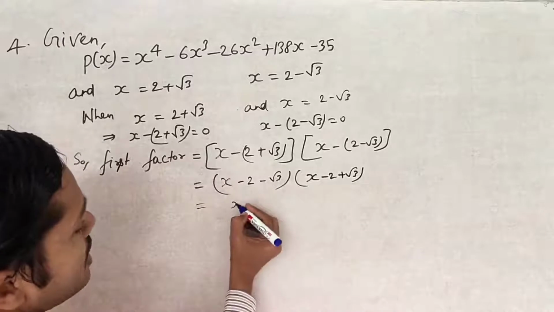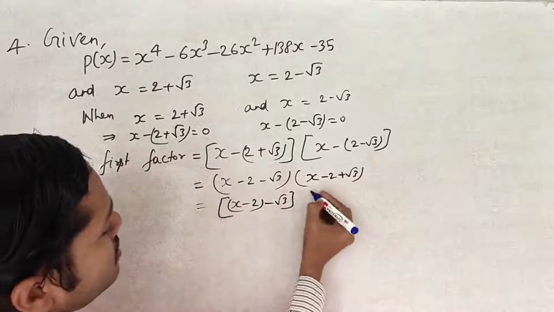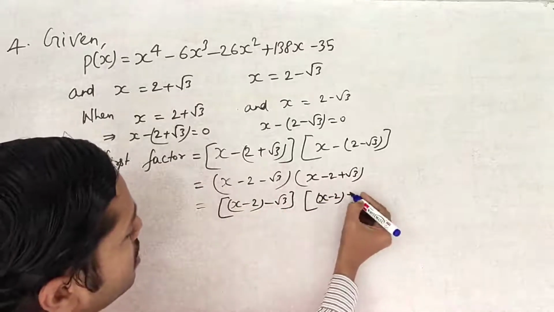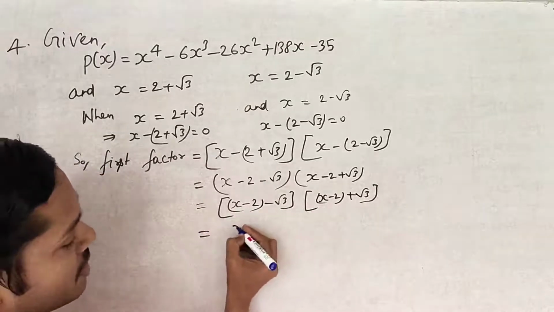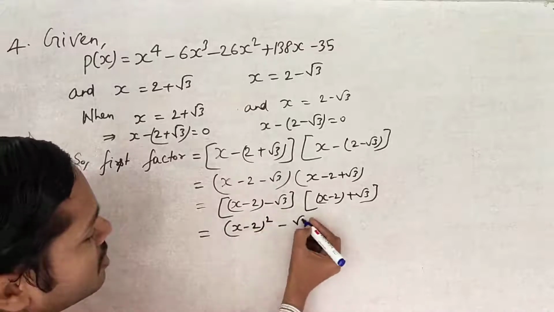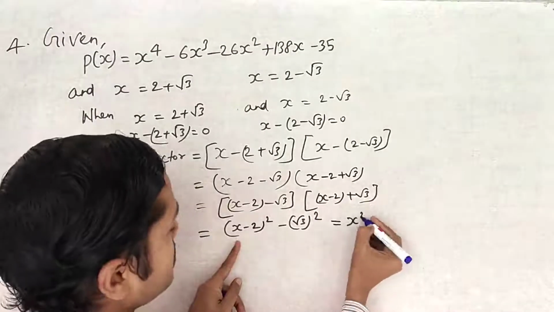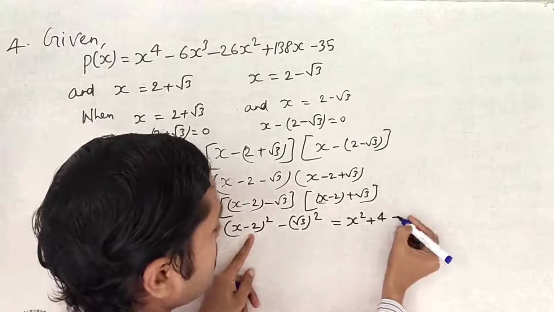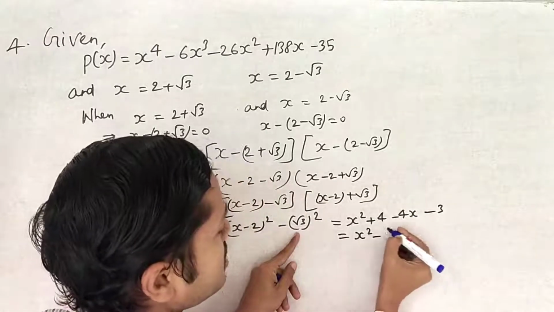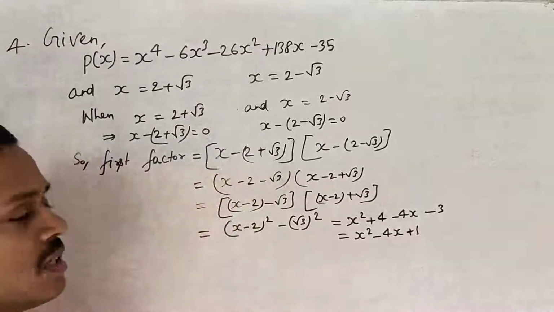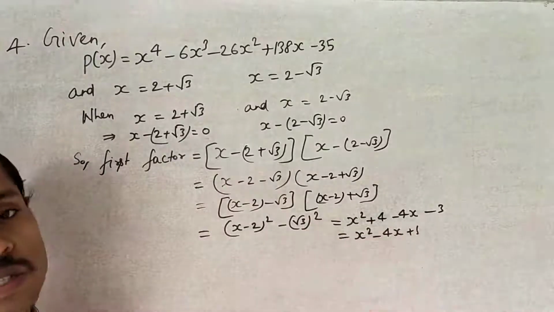So we can write here, look at the x minus 2 minus root 3, x minus 2 plus root under 3. Now look at this, it becomes a minus b, a plus b. So there a minus b, a square minus b square. So look at it, what we can write: x square plus 4 minus 4x, minus 3. How much? x square minus 4x plus 1. Just think about the a minus b whole square, and root under 3 square is equal to 3.